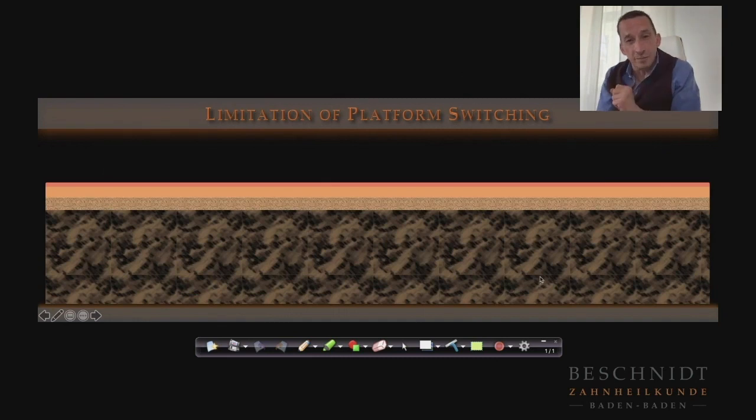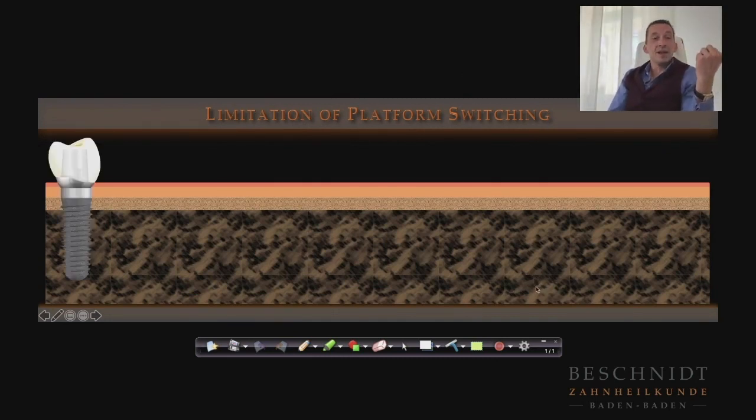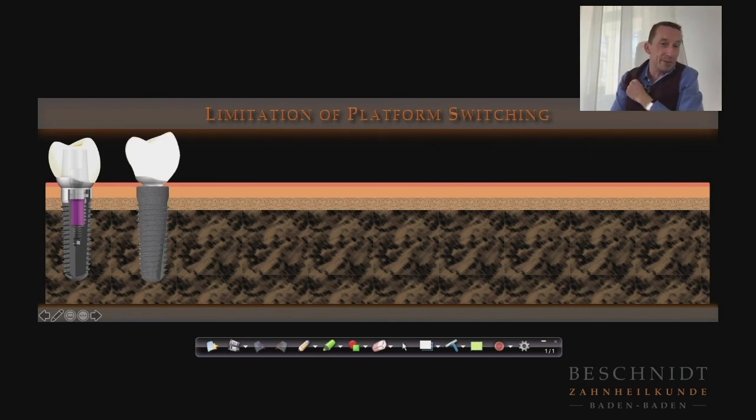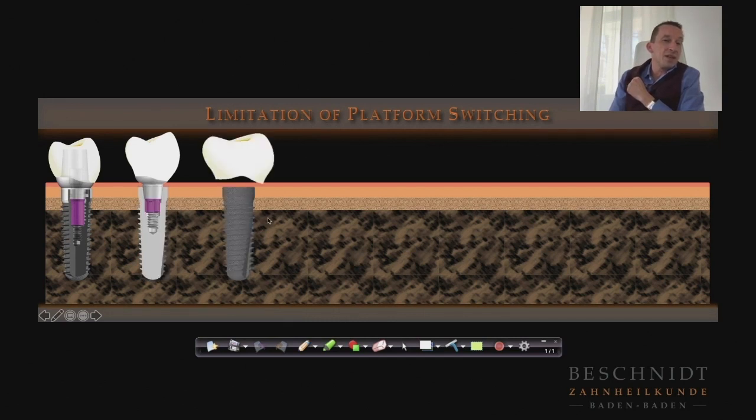The limitation of platform switching. Why do we have limits? If you place an implant and an abutment and you have a certain crown dimension, this would fit nicely. If you now place a platform switched implant abutment connection, you might end up with a hygienic problem. The higher the implant position and the wider the crown.